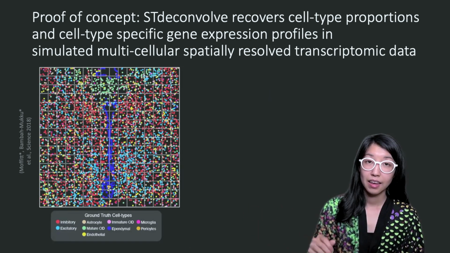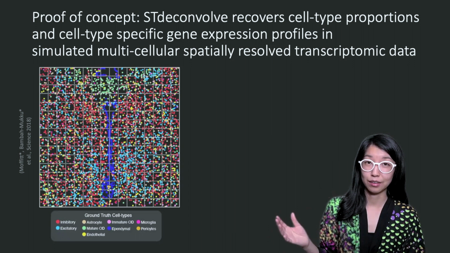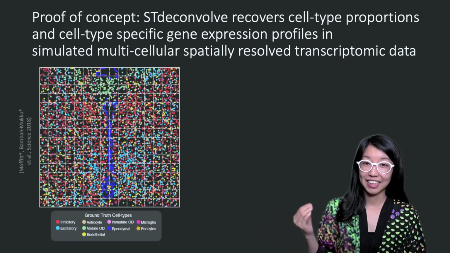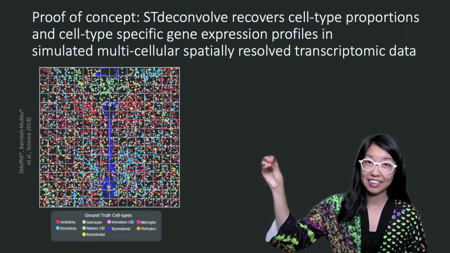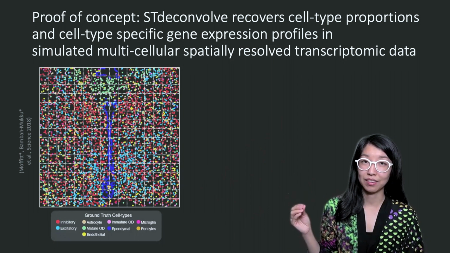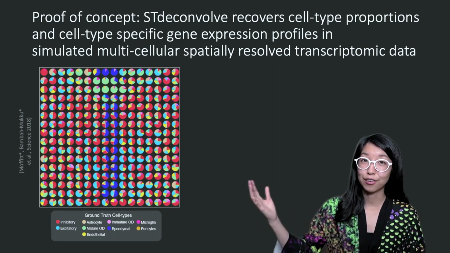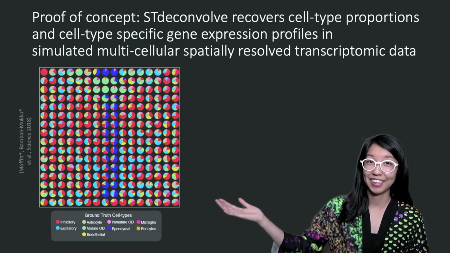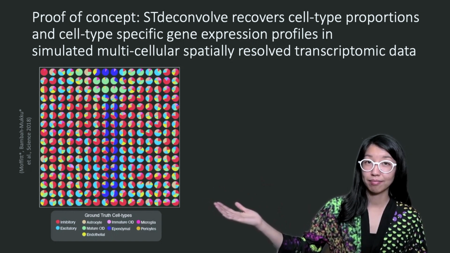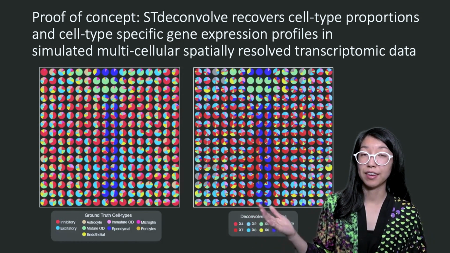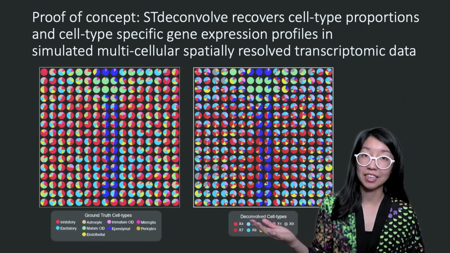As a proof of concept, we first sought to simulate multicellular pixel resolution spatially resolved transcriptomics data by taking single cell resolution spatially resolved transcriptomics data and aggregating the gene expression within simulated multicellular pixels. Using this simulation approach, we now know the ground truth cell type proportional representation in each multicellular pixel, as well as the cell type specific gene expression profiles. We can then apply STdeconvolve and evaluate how well we recapitulate both the ground truth cell type proportions and the cell type specific gene expression profiles.